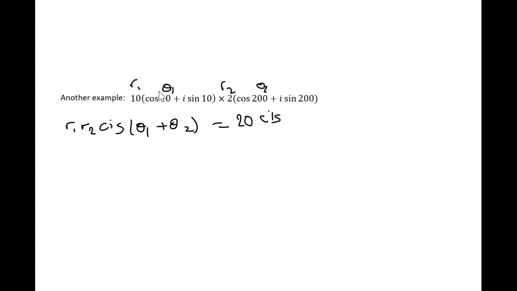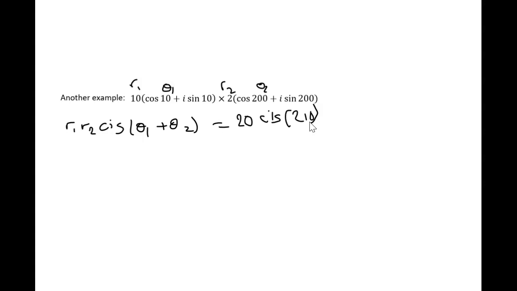Next example, we want to use trig form. So I'm going to copy down that formula, which was R1 times R2, CIS for shorthand, theta 1 plus theta 2. Well, this problem is provided in trig form. So here's R1, here's R2, here's theta 1, and here's theta 2. All we have to do is 10 times 2, and then CIS 10 plus 200. And make sure you're adding those angles and not multiplying them. And that's actually how you would leave your answer.